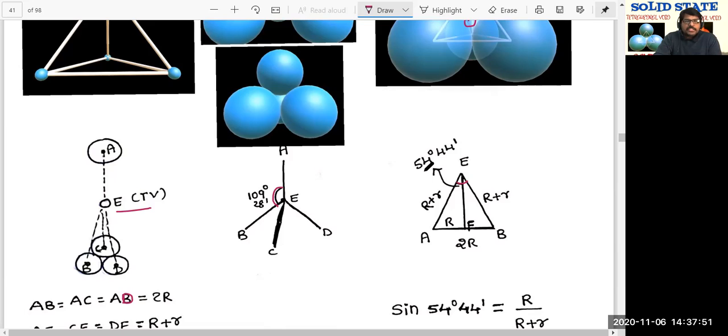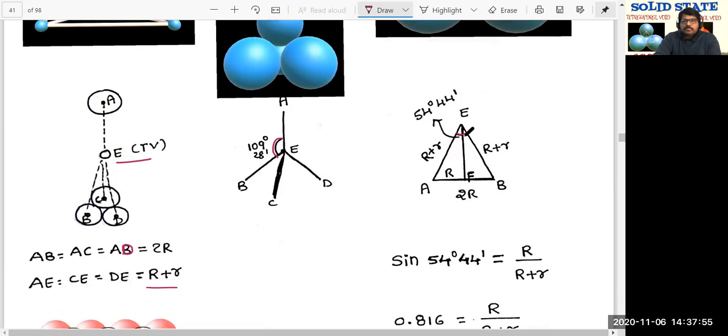And our intention is very clear, finding the radius ratio. From this diagram, what is AE? If you take AE, that is capital R plus small r. And the distance between A and B, if you take AB, is 2R, but if you take exactly the midpoint, this distance is capital R. We have the opposite side, we have the hypotenuse.